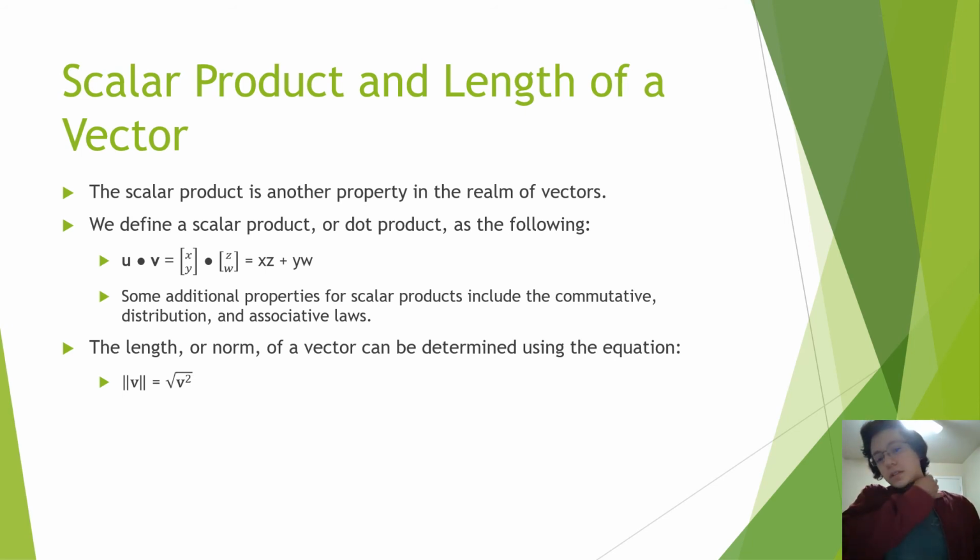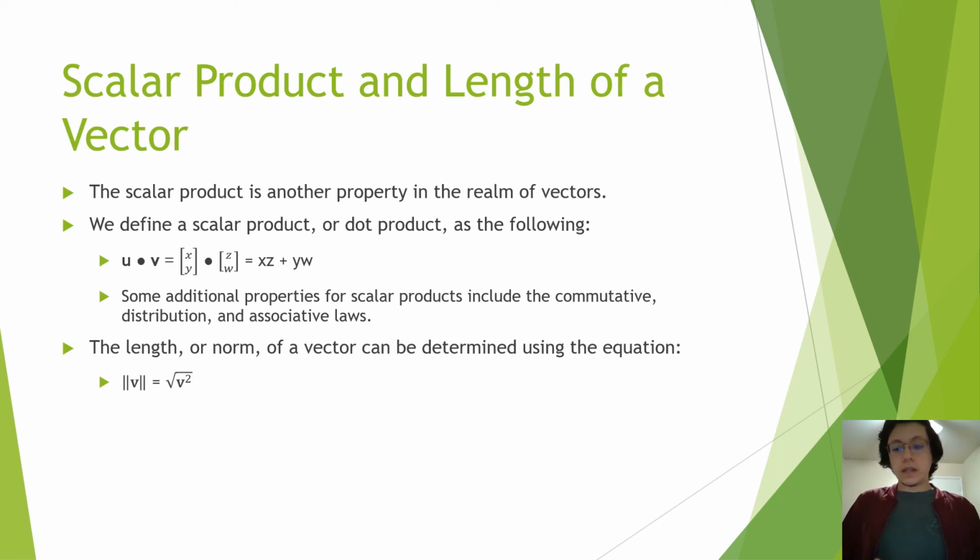Another way to think of this is as multiplying across, where you multiply the x by the z, the y by the w, and then you add the two different products together to get your scalar product. In this case you have x over y dot z over w, x by the z, y by the w, you multiply across, and then you get xz plus yw.